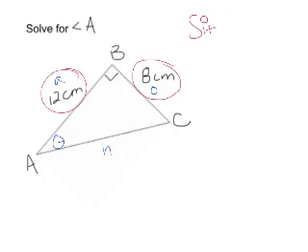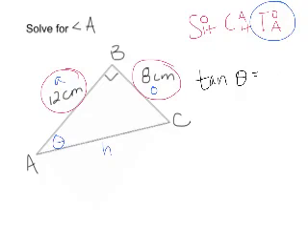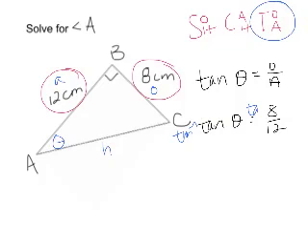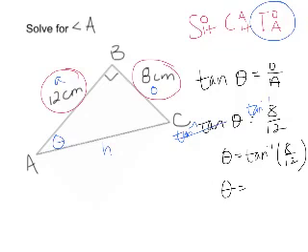So if I think SOHCAHTOA, the only trig function that deals with O and A is TOA, tangent. So I have the tangent of theta is equal to the opposite over adjacent. So the tangent of theta is equal to 8/12. In order to get theta all by itself, I need to take the tangent inverse of both sides. Tangent inverse and tangent undo each other, so I'm left with theta is equal to the tangent inverse of 8/12. And if I type that into my calculator, I have approximately 33.69 degrees.